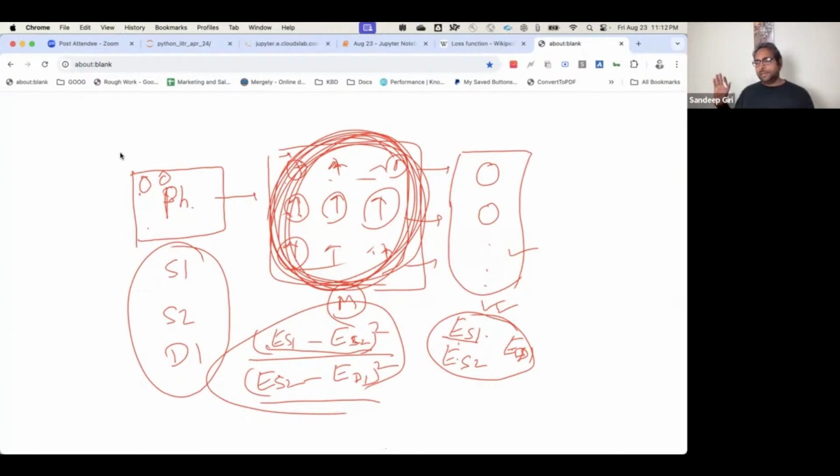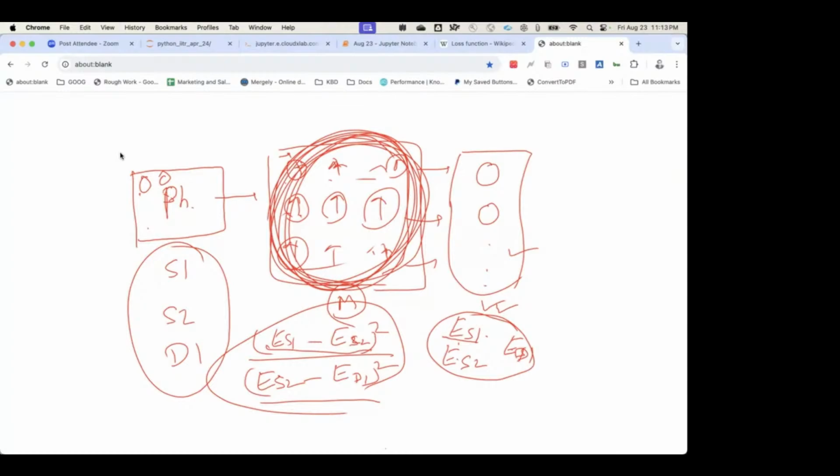And after a while, the system figures out how to convert a photo into a bunch of numbers such that if you present the same person's two photos, it will tell them that they are close by. Got it? Right, sir. Thank you. Yes.